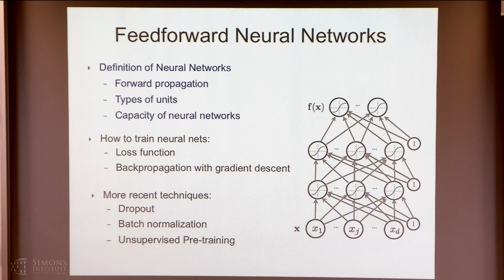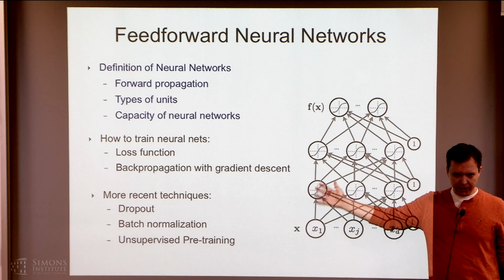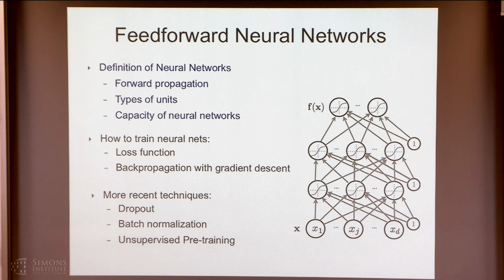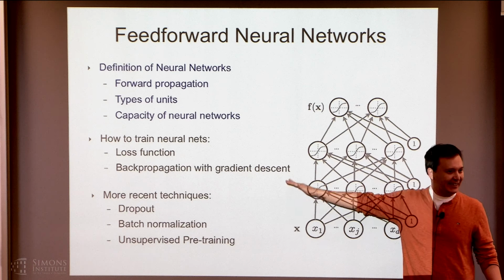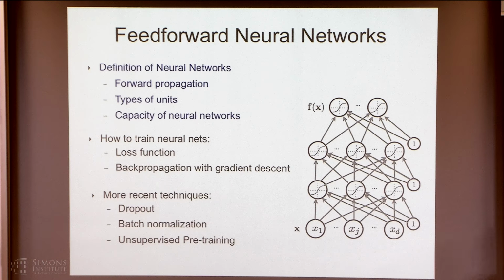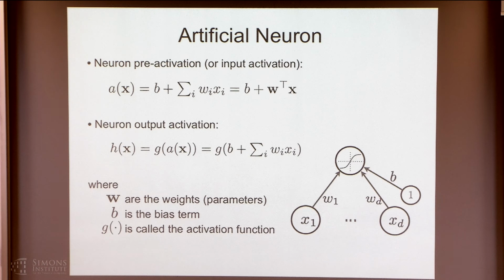So very quickly, I'd like to briefly go over the definition of neural networks, how to train neural networks, and focus more on these recent techniques that actually are quite successful. And I think that's where we're lacking theory. So I'm hoping that some of you might be able to give a little bit of a justification for why these systems are working so well. So, the artificial neuron: very basic.